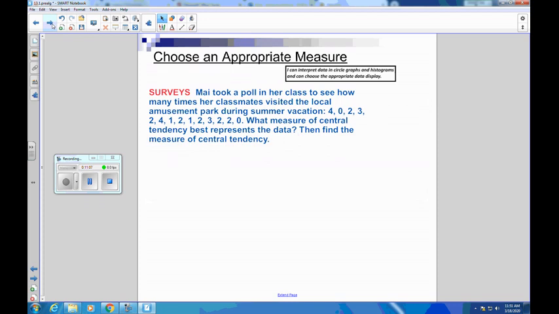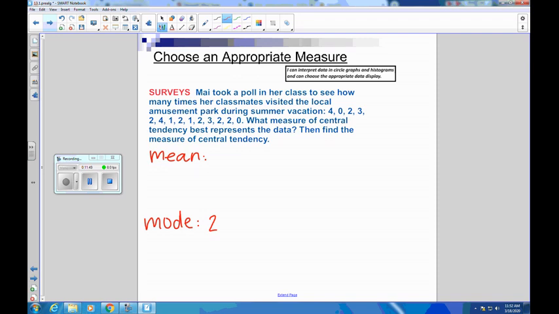So looking at this set of data, I took a poll in her class to see how many times her classmates visited the local amusement park. 4, 0, 2, 3, 2, 4, 1, 2, 1, 2, 3, 2, 2, 0. What measure of central tendency best represents the data? Then find it. So for this one, all of our data is pretty close together, which means we could use mean. There is also a lot of repeated numbers, so I would say we could also use mode. I'm going to start with the mode because that's my favorite. So I'm going to see which number reoccurs the most. And just by looking at this, I can see that the number 2 happens the most.